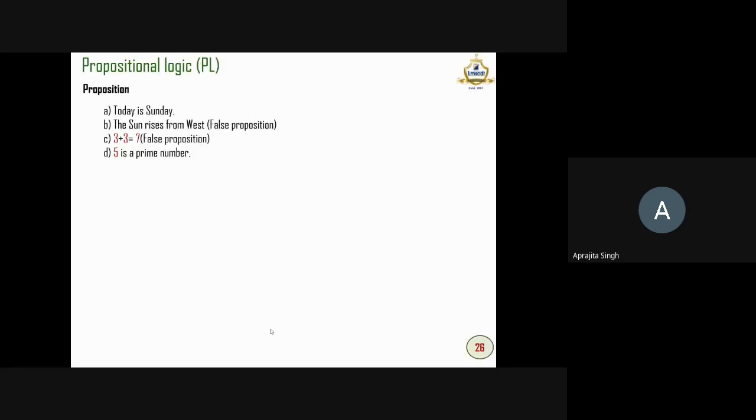A proposition is something like this. Today is Sunday, or the sun rises from the west. If I say today is Sunday, definitely it is false, right? So the answer will be only true or false. The sun rises from the west, the answer is false. 3 + 3 is 7, it is false. 5 is a prime number, it is true. So it would result in true or false only. If I say the sun rises in the east, it is the first proposition P, and the second proposition is Q. And how do we represent it? With the and connective.